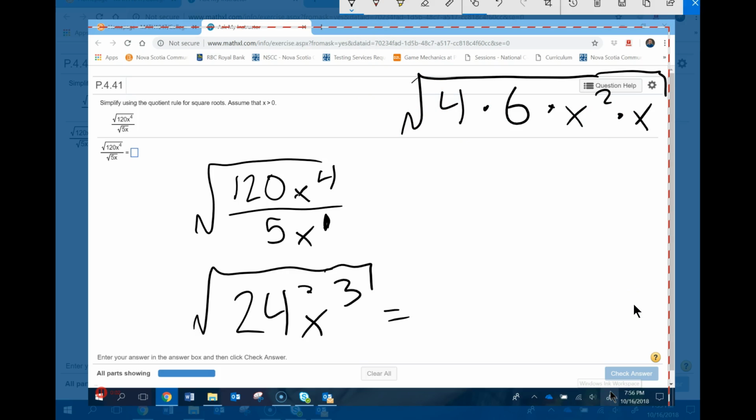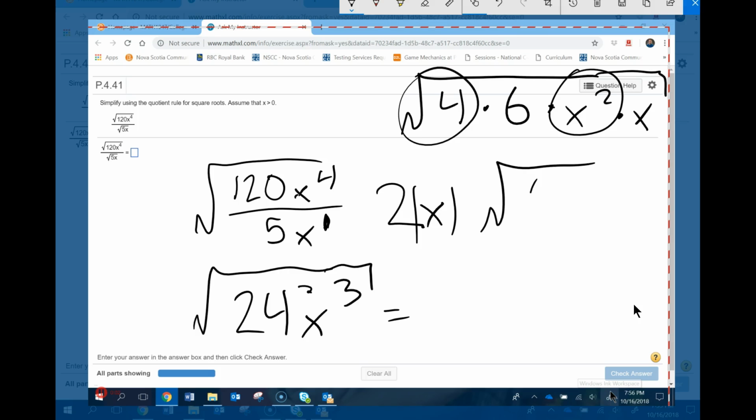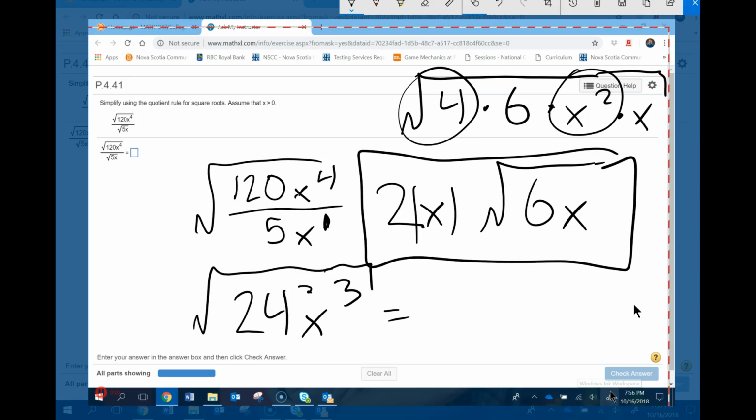So I can evaluate the square root of this. The square root of 4 is 2. The square root of x squared is x. You can do an absolute value on x if you want to be real fancy and just prove that it's always a positive number. Then the square root, and we have 6x left in there. So this is going to be our final answer.